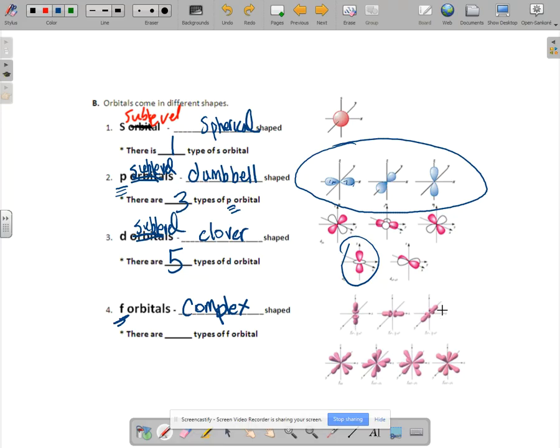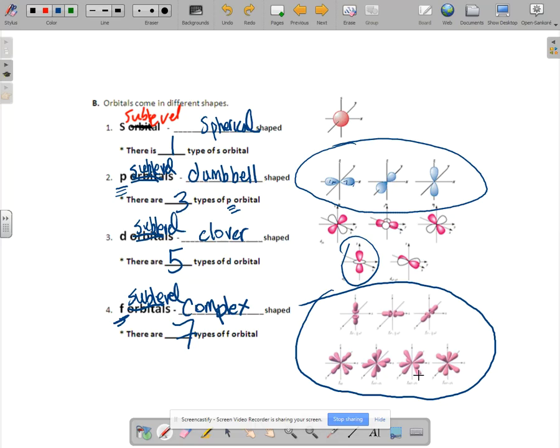I would never in a million years ask you to draw these or even recognize them, except that they go from simple to more complex. And I think you guys are following the trend. 1, 3, 5. There are 7 types of f orbitals. So all of them together is the f sublevel. Yes, but there are 1, 2, 3, 4, 5, 6, 7 distinct f orbitals.